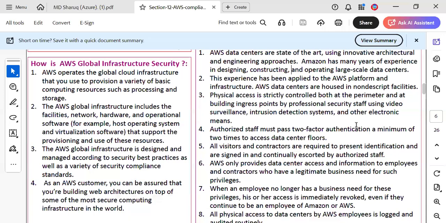The previous slide talks about compliance programs, how you can apply for different domains of the customer.